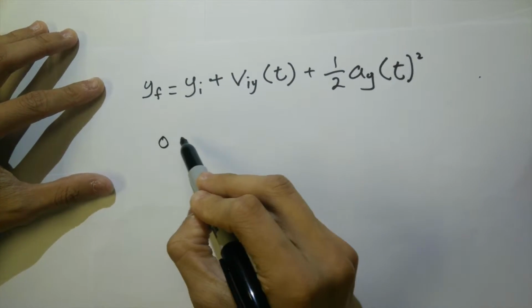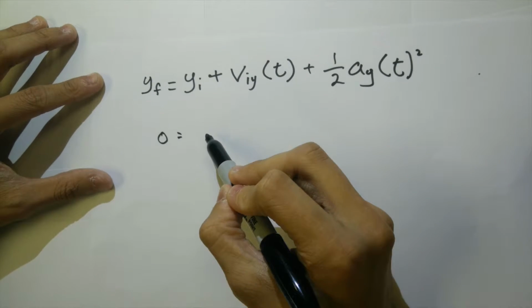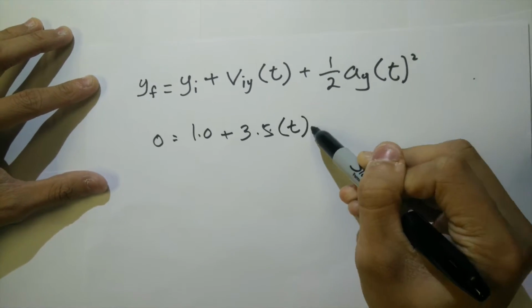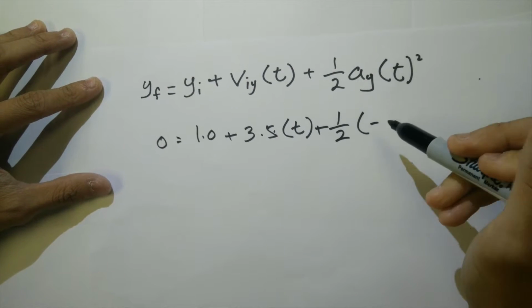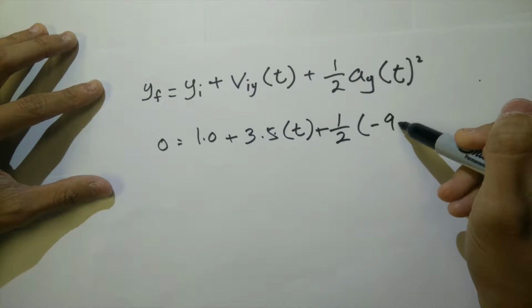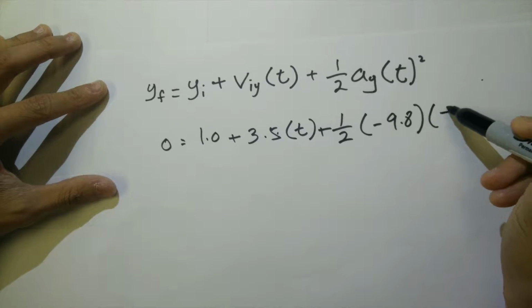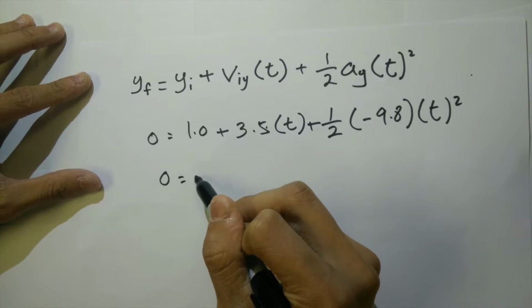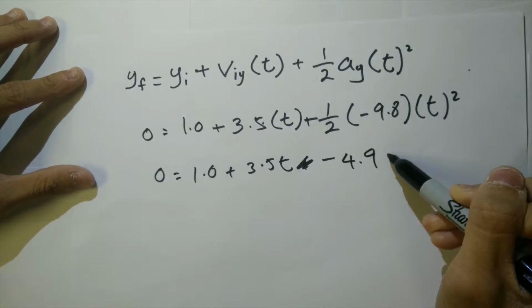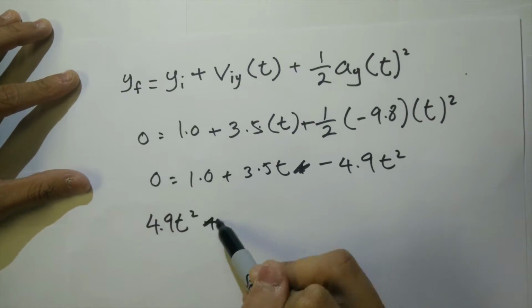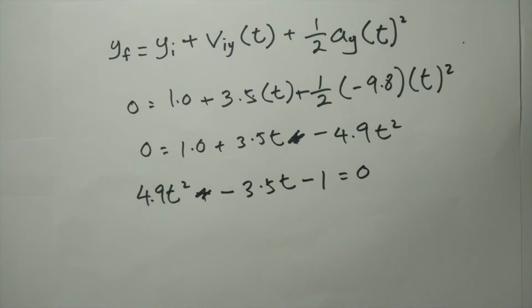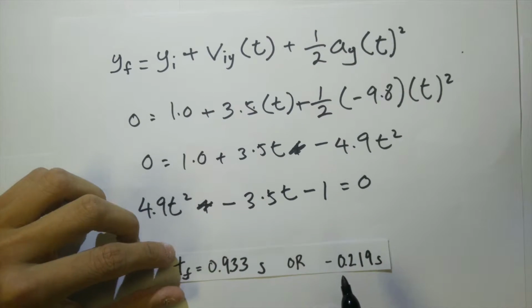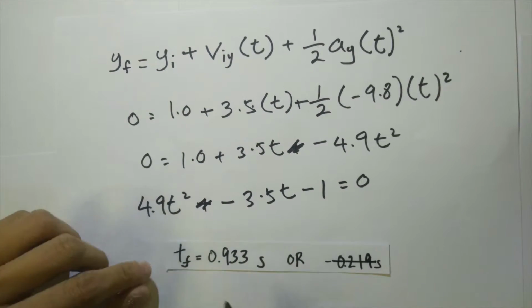So y final will be 0 because it lands at 0, and we start from 1. Velocity is the gravitational force, so it will be negative 9.8 t squared. So what you will get? So in the end you get an answer. Okay, but this part, time we cannot have negative, so we cut this off, and then we'll get this one.